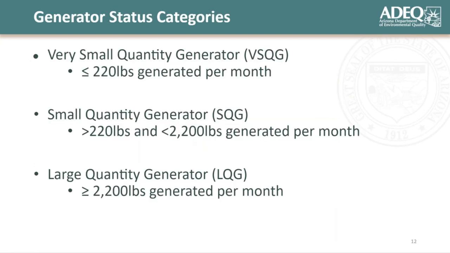The 3 generator status categories are very small quantity generator, small quantity generator, and large quantity generator. Your business's category is defined by the amount of hazardous waste generated each month in weight, not how much waste is shipped off-site within a calendar month. There are different regulatory requirements for each generator status.